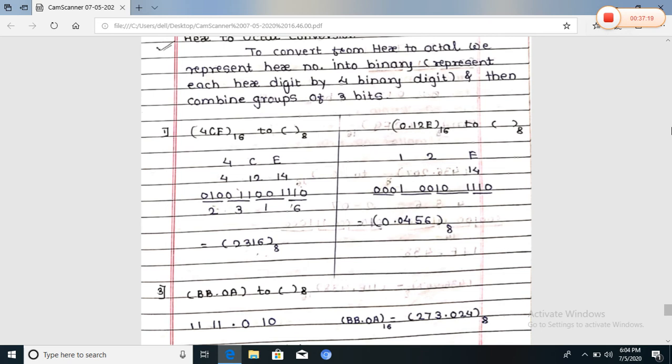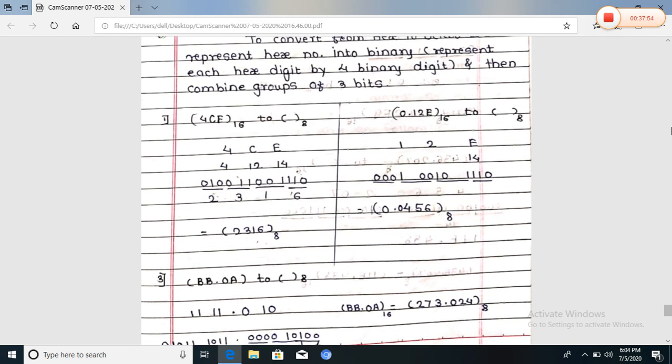For the first conversion, 4CE: 4 is represented in binary as 4 bits, 0100. C means 12 in hexa, so for 12, it is 1100, a binary number in 4 bits. Again, E is represented as 14. So the binary of 14 is 1110. That is hex to octal: we convert hex to binary first.